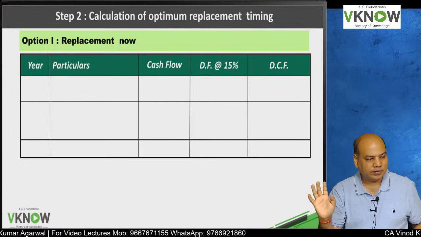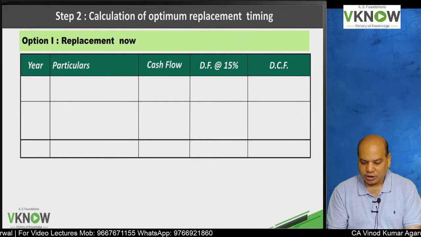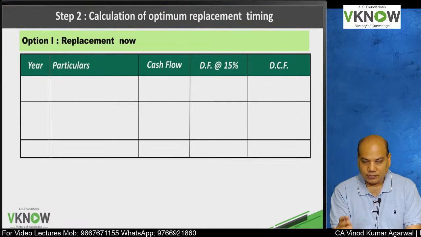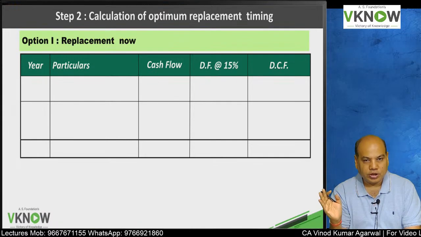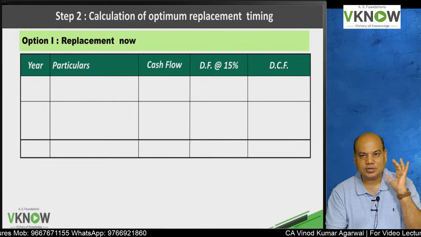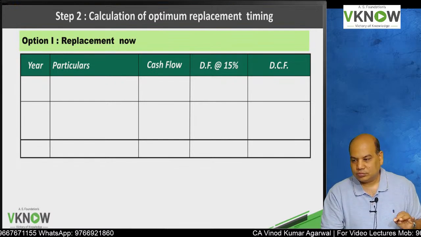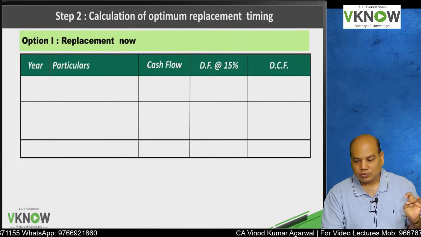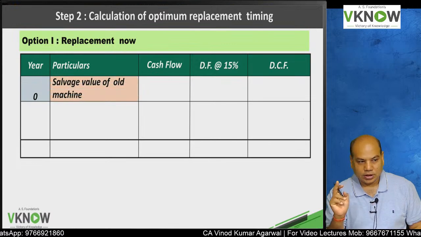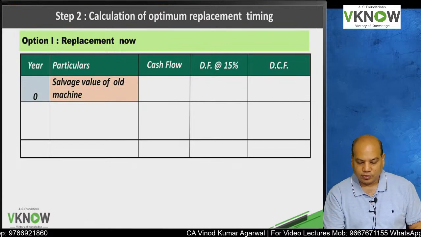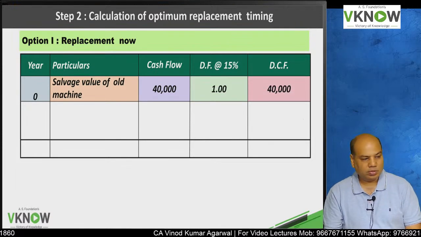Note I have already dictated: the first method is comparing cash flow for the first 4 years, whatever cash flow will take place. Write that, compute present value. So if you replace now, what will be the cash flows? You are going to sell the old asset now. That will be my cash inflow, 40,000.